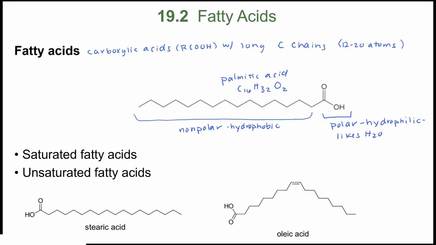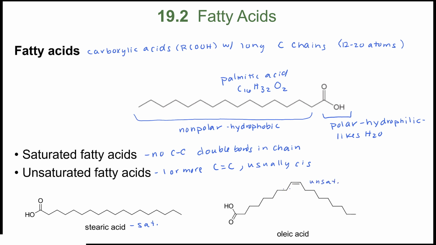We have two types of fatty acids. There's the saturated fatty acids, which has no carbon-carbon double bonds in the long chain. And an unsaturated fatty acid has one or more carbon-carbon double bond, and it's usually cis. So that's the naturally occurring one. So stearic acid is an example of a saturated one. So we can see here there's no carbon-carbon double bonds in the long chain, and oleic acid is an unsaturated one. And we have this cis double bond here.